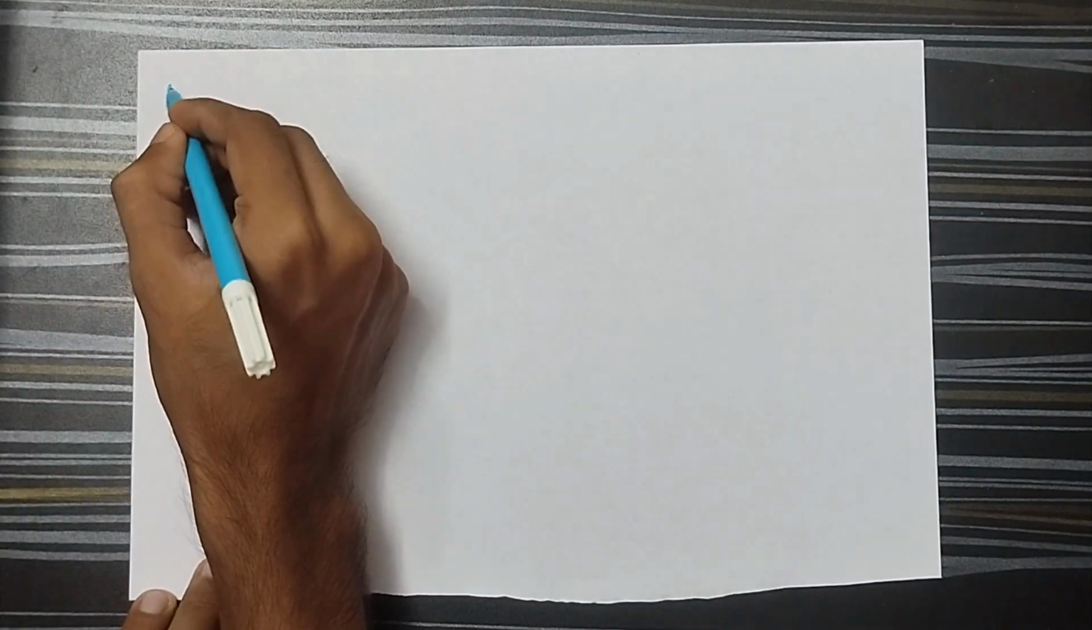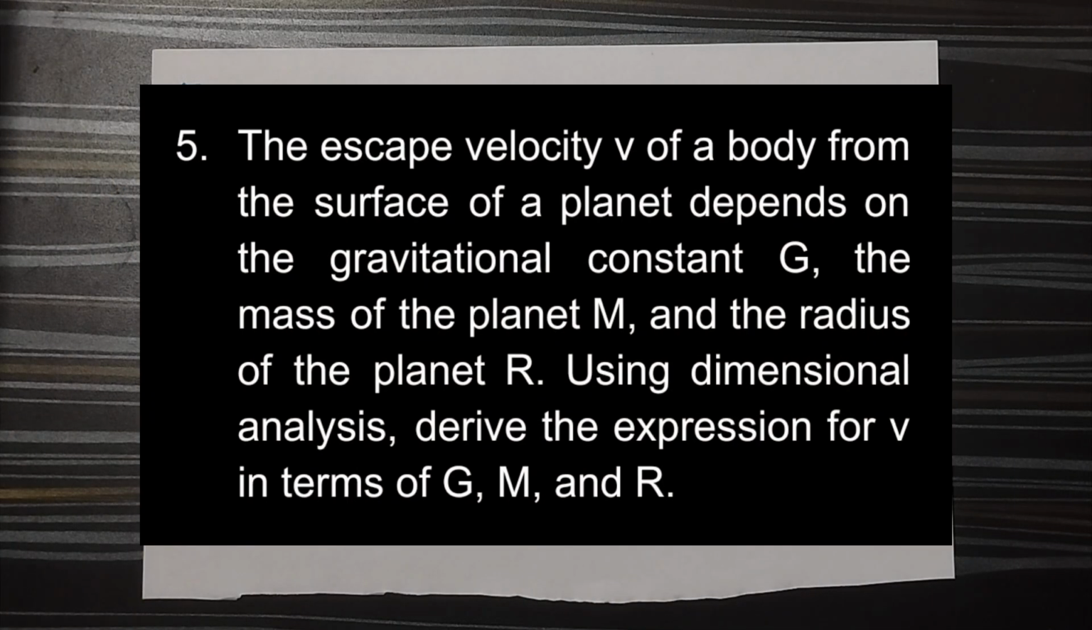Question: the escape velocity v of a body from the surface of a planet depends on the gravitational constant g, the mass of the planet m, and the radius of the planet r. Using dimensional analysis, derive the expression for escape velocity v in terms of g, m, and r.